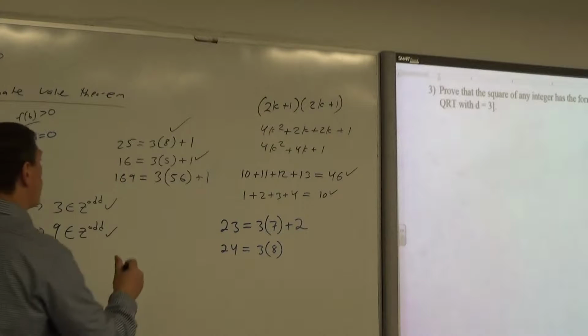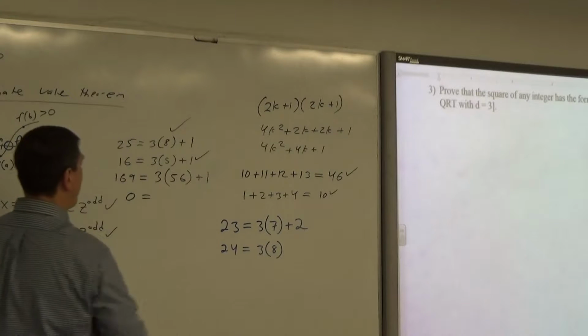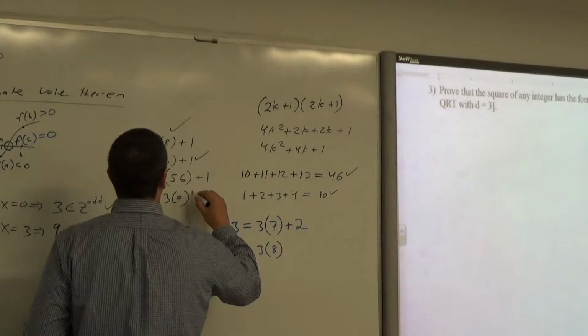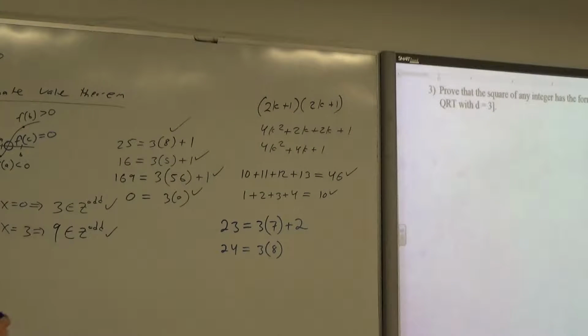Even something like 0, right? 0 is a perfect square. 3 times 0 plus 0, right? So all of these perfect squares look like they fit this form. Okay? Now it's our job to be able to prove that statement.